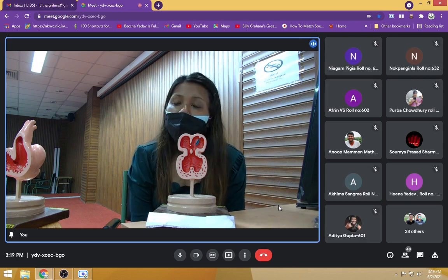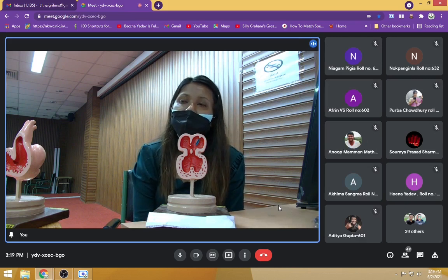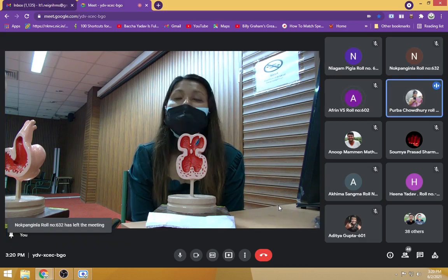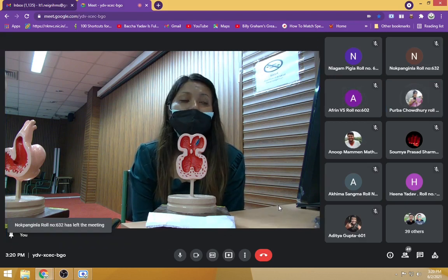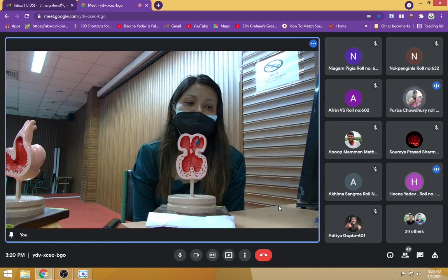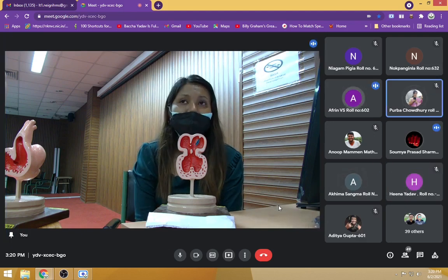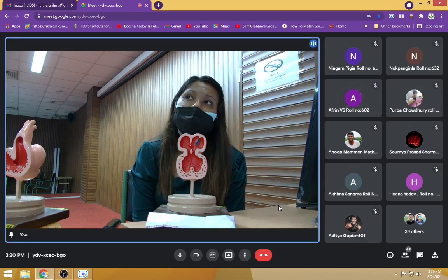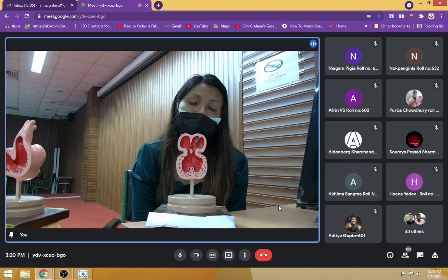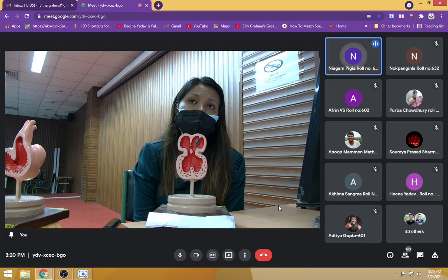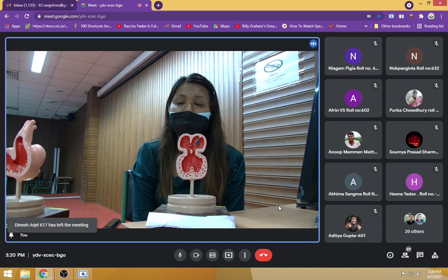How many parts of the pericardium are there in the heart? Fibrous and serous. Very good. How many parts does serous have? Two: parietal and visceral. Very nice. So where does the parietal form from? The parietal part of the serous pericardium. Somatopleuric mesoderm. Very nice.